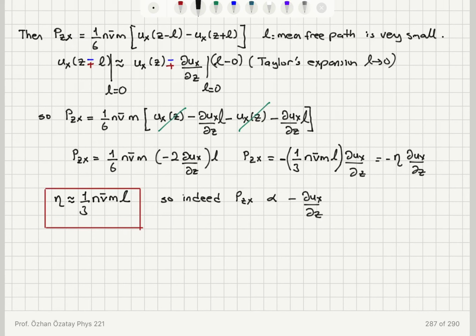And we have for the tangential stress 1 over 6 n v bar m. For ux of z minus L, we substitute ux of z minus del ux del z multiplied by L, minus ux of z plus L, which is ux of z plus del ux del z times L. So with the minus sign they become minus ux of z minus del ux del z times L. Ux of z is cancelled, and we find that the tangential stress is minus 1/3 n v bar m L del ux del z. So the coefficient of viscosity is approximately 1/3 n v bar m L.